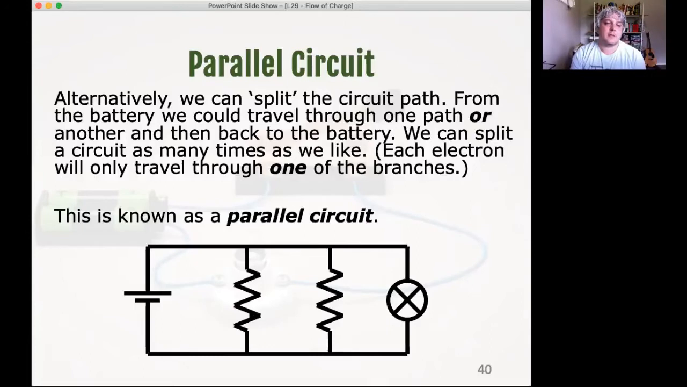Once it gets through one of them, it can't then go back through another one, because that would be traveling back towards the negative terminal of the battery. And it can't do that because it's being repelled by the negative terminal. That's why it is moving around the circuit at all. It'd be like pushing a box and then the box suddenly goes back towards you, right? It doesn't make any sense. And it's the same thing here. An electron traveling back towards the negative terminal doesn't make any sense. The negative terminal is the thing that's pushing it away. So the electron can only travel through a single branch of this parallel circuit. That's how we know it's parallel.